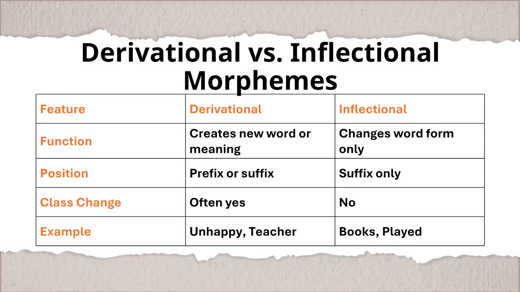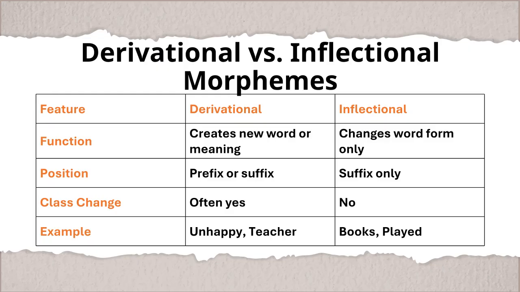This table clearly compares derivational and inflectional morphemes. In terms of function, derivational morphemes create new words or meanings, while inflectional morphemes only change the word's form to express grammar. When it comes to position, derivational morphemes can appear as either prefixes or suffixes, for example, un in unhappy or er in teacher. Inflectional morphemes, however, occur only as suffixes, such as s in books or ed in played.